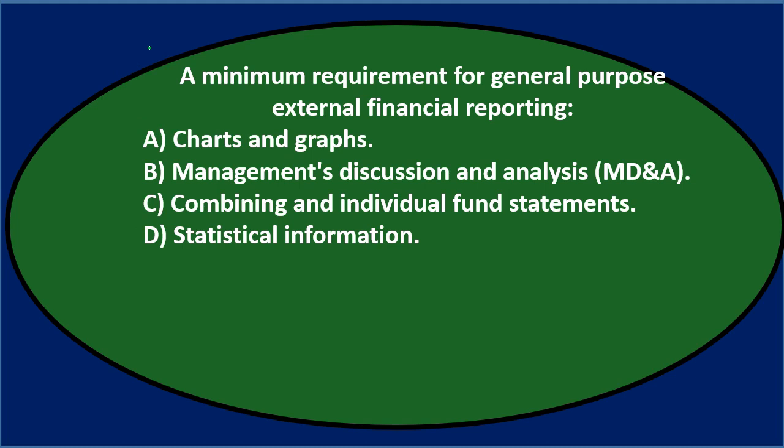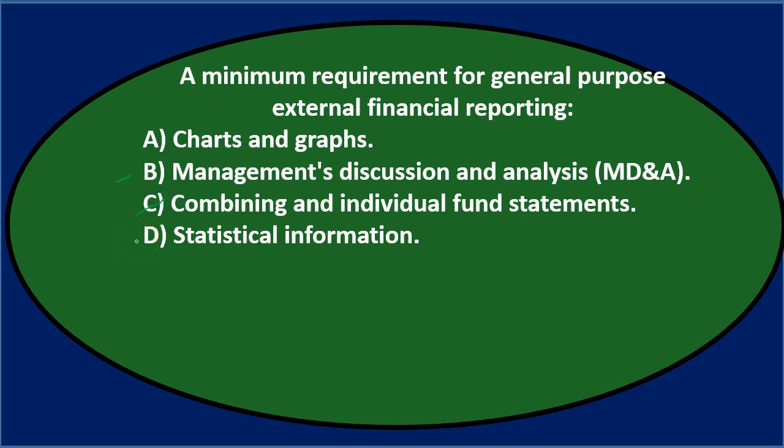A minimum requirement for general purpose external financial reporting. So this is one of the minimum requirements for the reporting. A, charts and graphs. So I'll keep that one for now. B says the management's discussion and analysis. That one's kind of a key one. It should basically ring bells as something that's going to be important for the reporting, even within the minimum requirements. So I would think that one's standing out at this point. C says combining and individual fund statements. So I would think B would be better than that one.